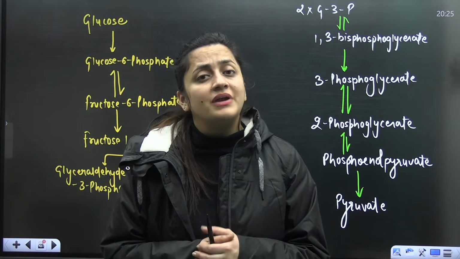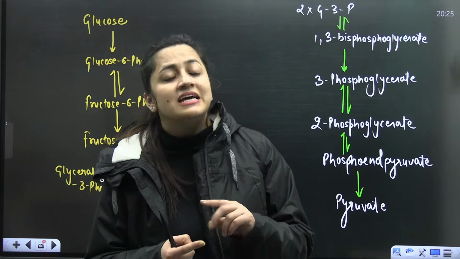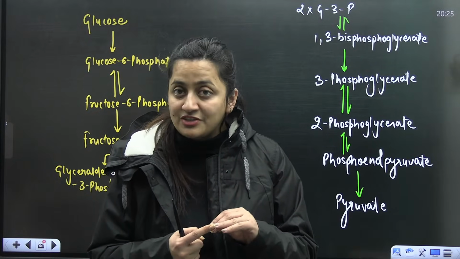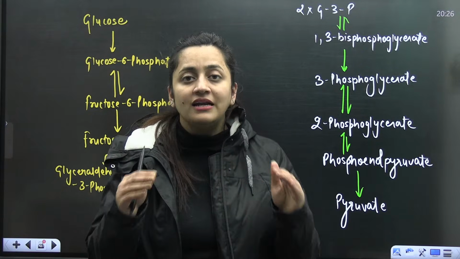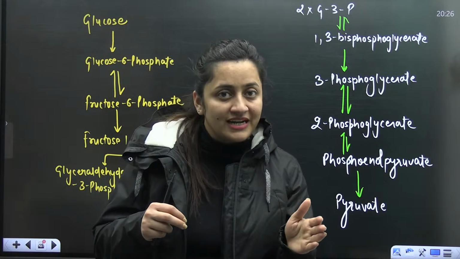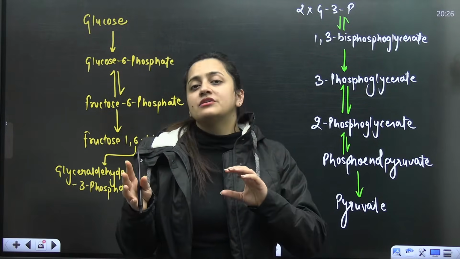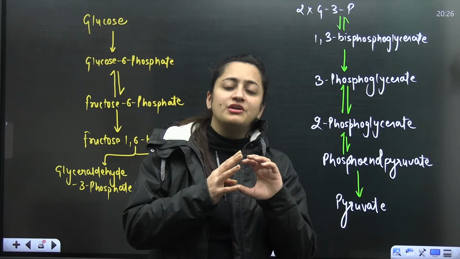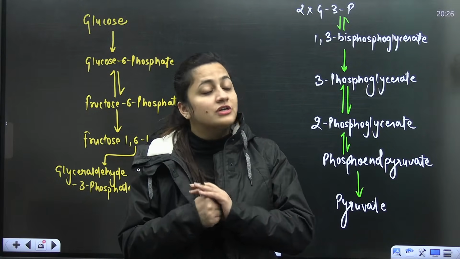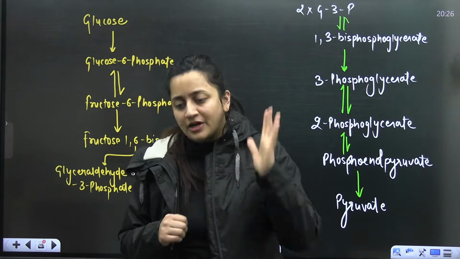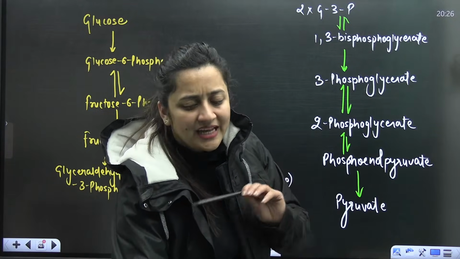So here there will be the breakdown of glucose. Firstly, glucose will form glucose 6-phosphate, then fructose 6-phosphate, fructose 1,6-bisphosphate. Then there will be the cleavage, so glyceraldehyde 3-phosphate and dihydroxyacetone 3-phosphate will be there. Then dihydroxyacetone 3-phosphate will be converted to G3P. Then G3P will form 1,3-bisphosphoglycerate, 3-phosphoglycerate, 2-phosphoglycerate, phosphoenol pyruvate, and finally pyruvate. I want you to remember this, and then I'll tell you the logic behind the steps, everything.